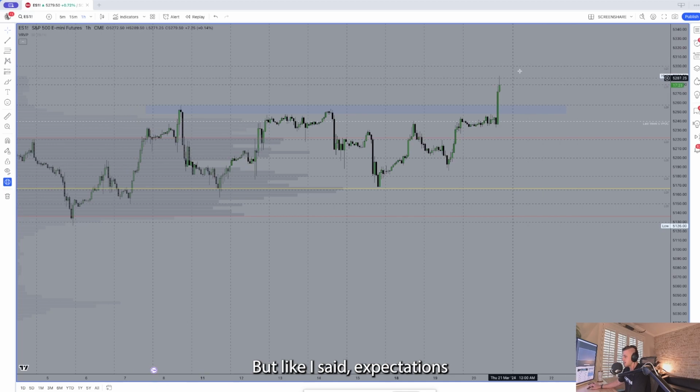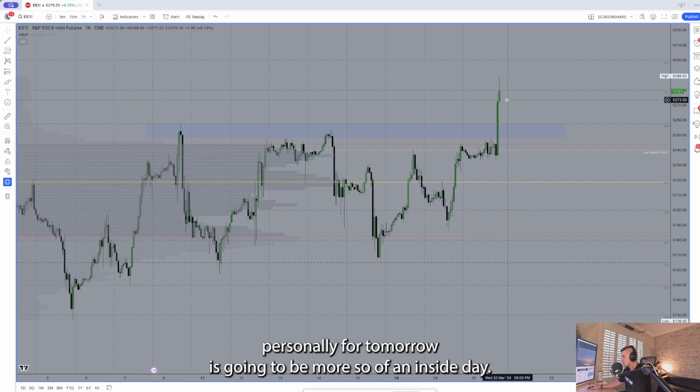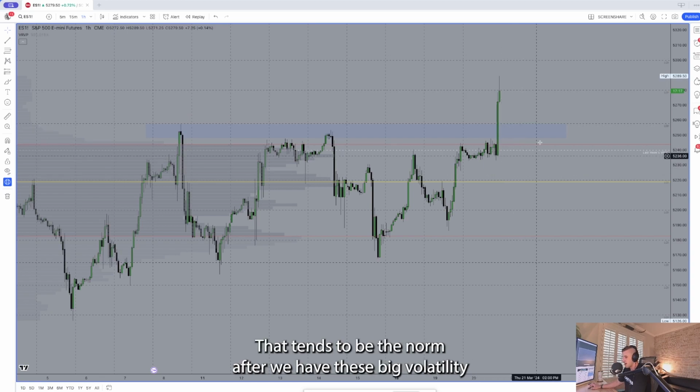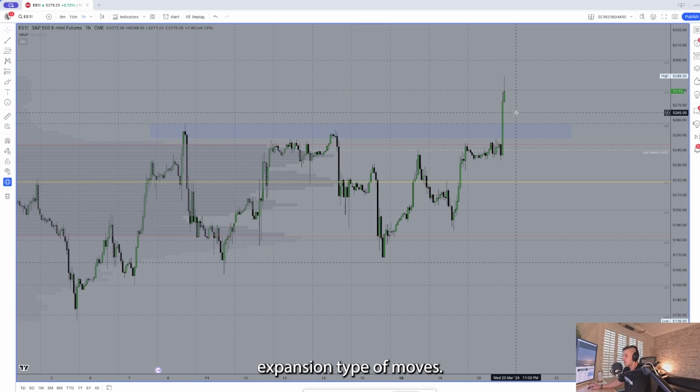But like I said, expectations personally for tomorrow is going to be more so of an inside day. That tends to be the norm after we have these big volatility expansion type of moves.